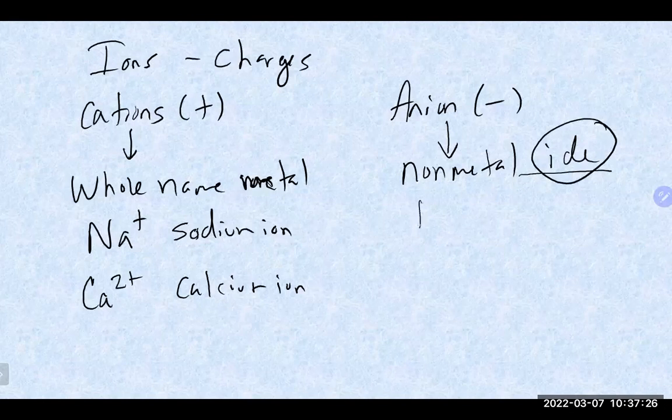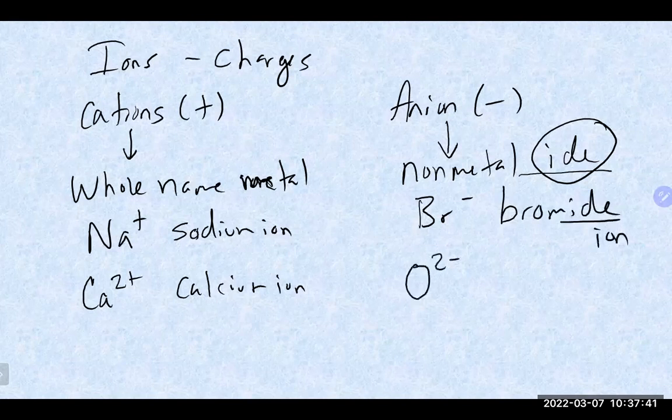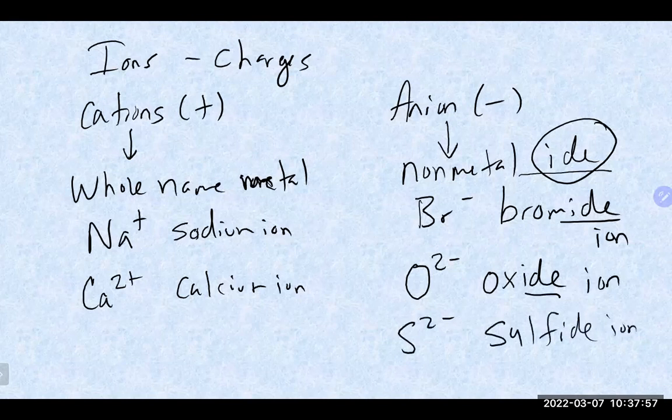So if we had something like Br⁻, which by itself has a charge, we would want to write the charge, and instead of bromine, it becomes the bromide ion. Same thing with something like oxygen with a -2 charge. If it was just the oxygen ion there, with the -2 charge, we would drop the last part of oxygen. It becomes the oxide ion. Sulfur as well becomes the sulfide ion.